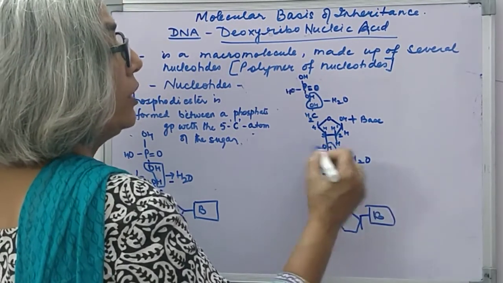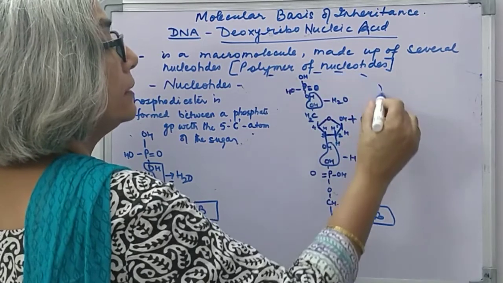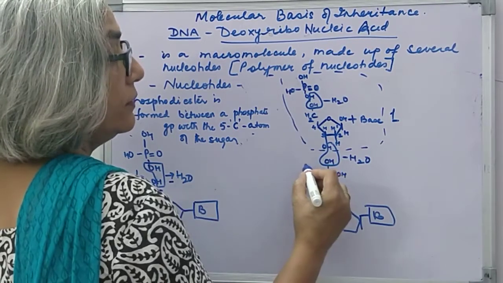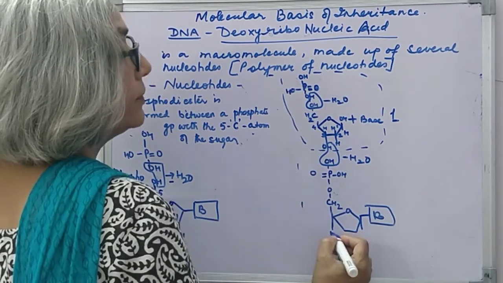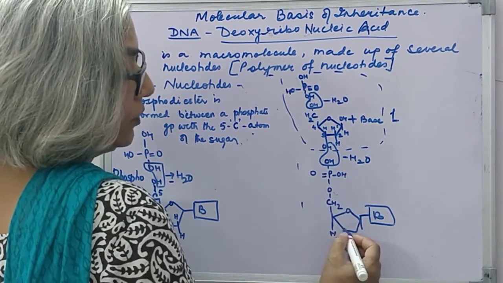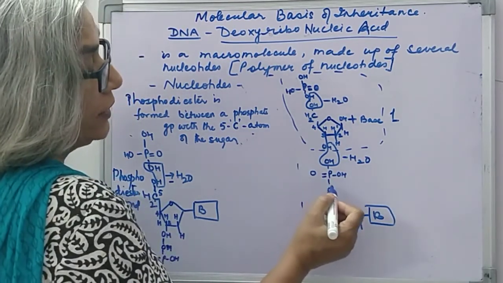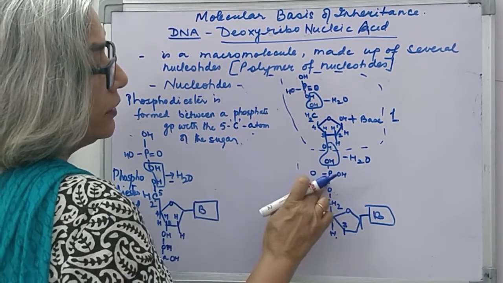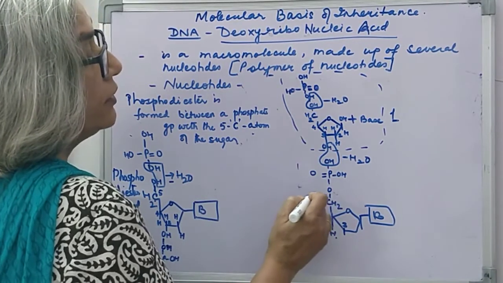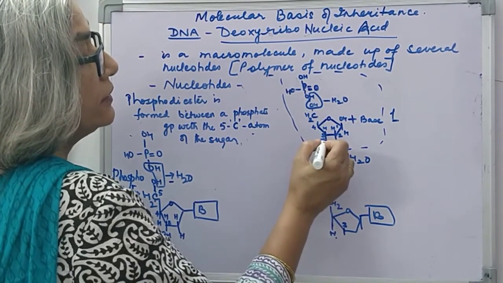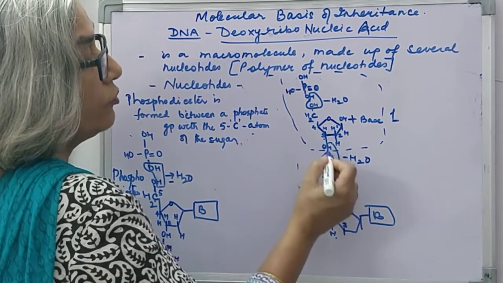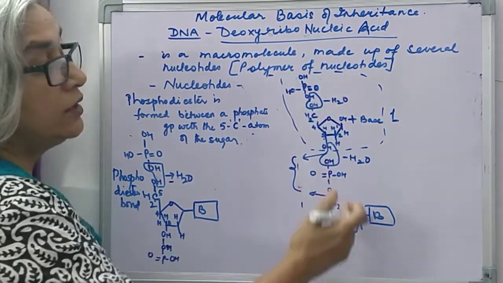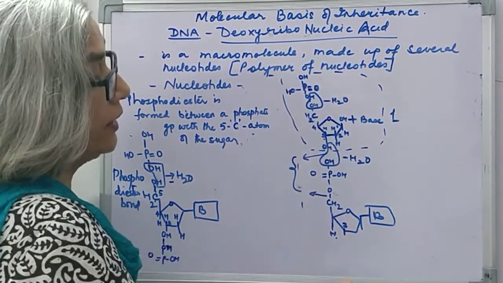So this is one nucleotide. Let us say this is one nucleotide. This is the second nucleotide. So this is a phosphodiester bond. Oh, sorry. This is a phosphodiester bond, and this is the other phosphodiester bond that is going to be formed here. These are phosphodiester bonds by which several nucleotides are attached.